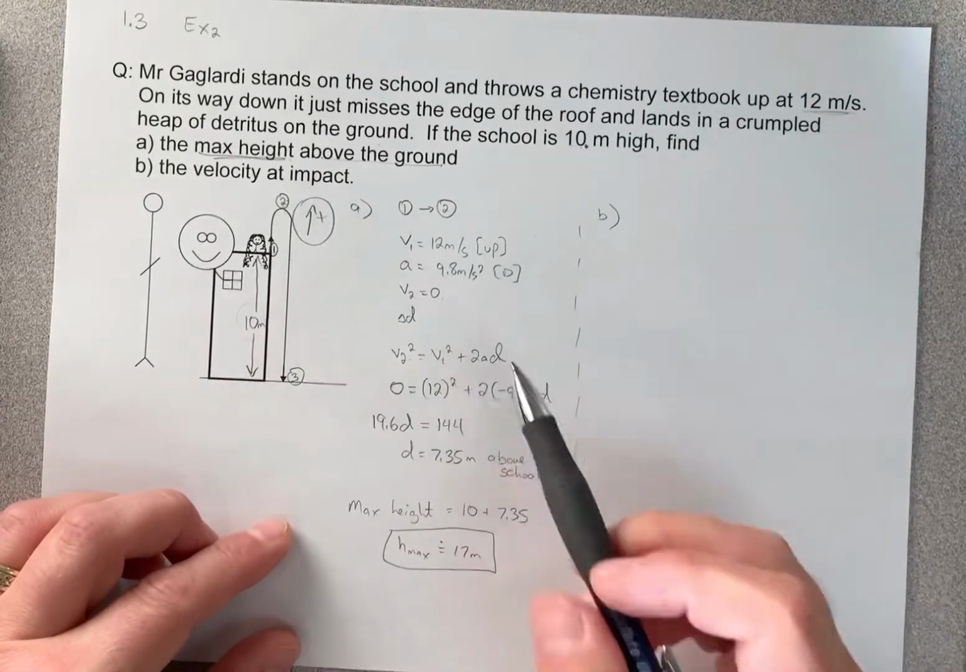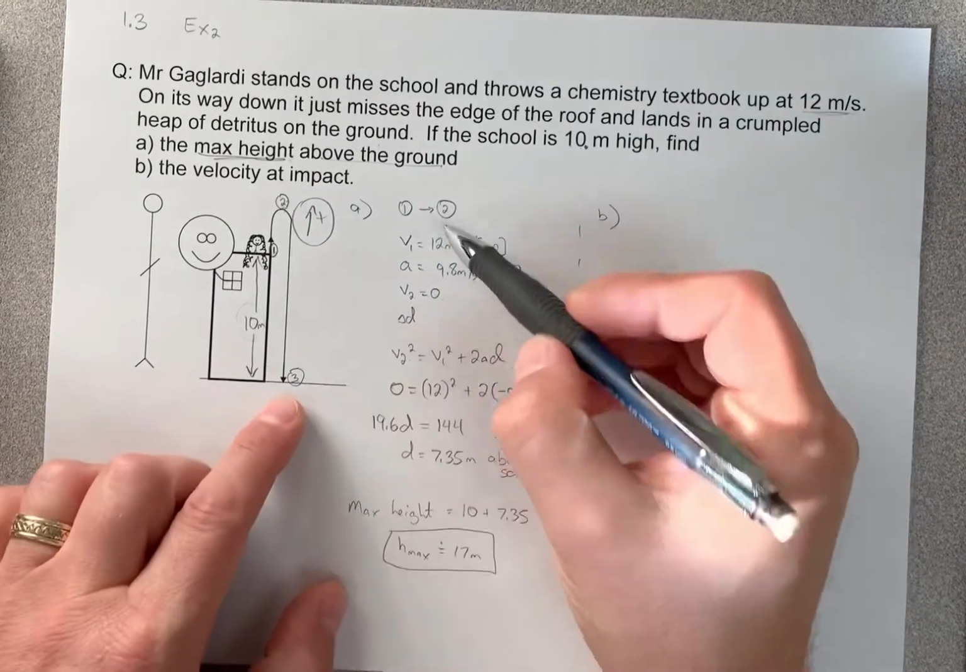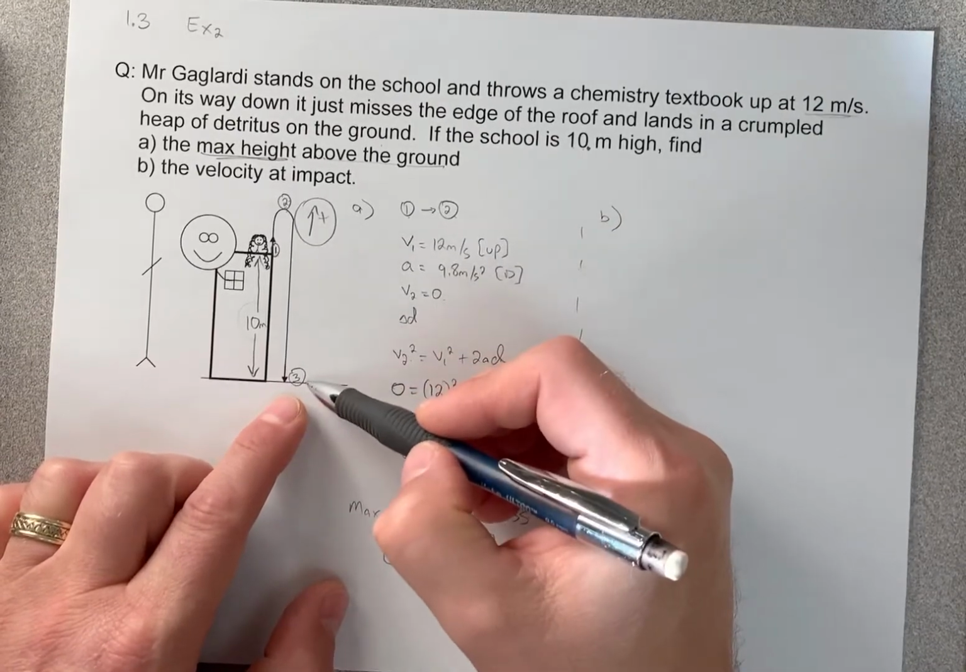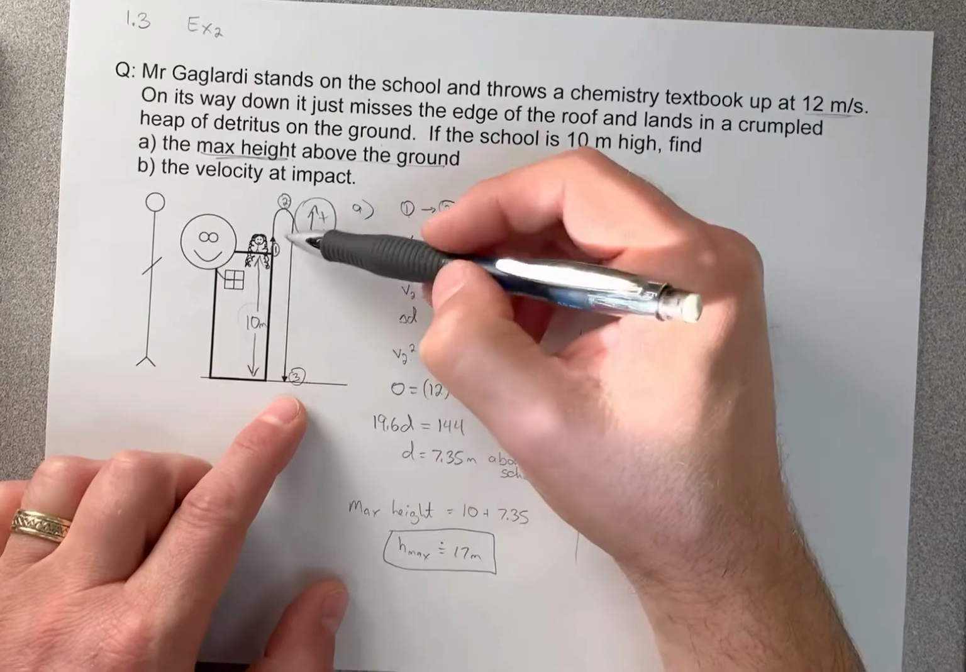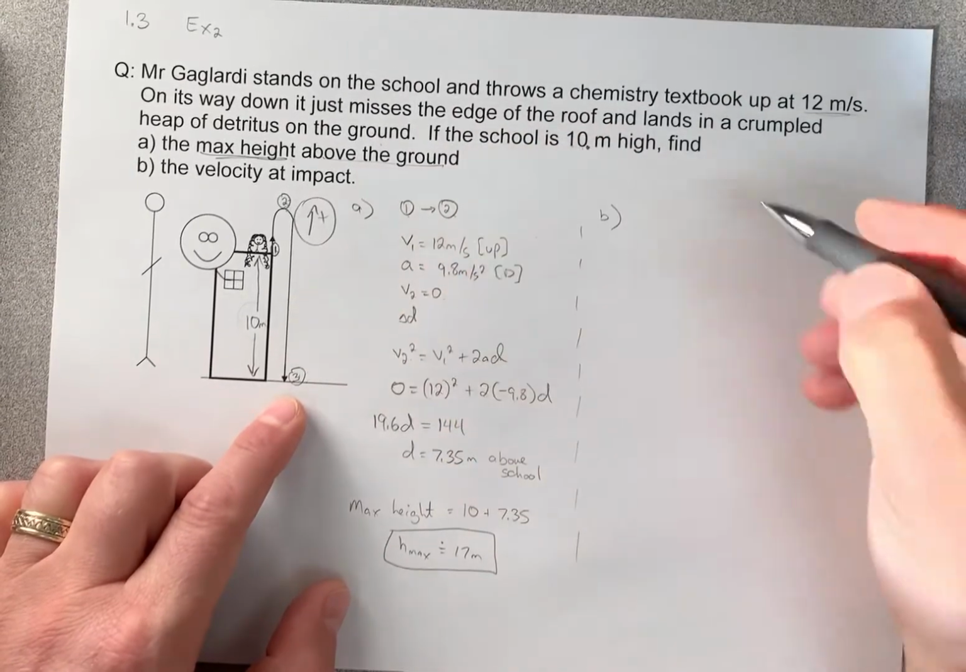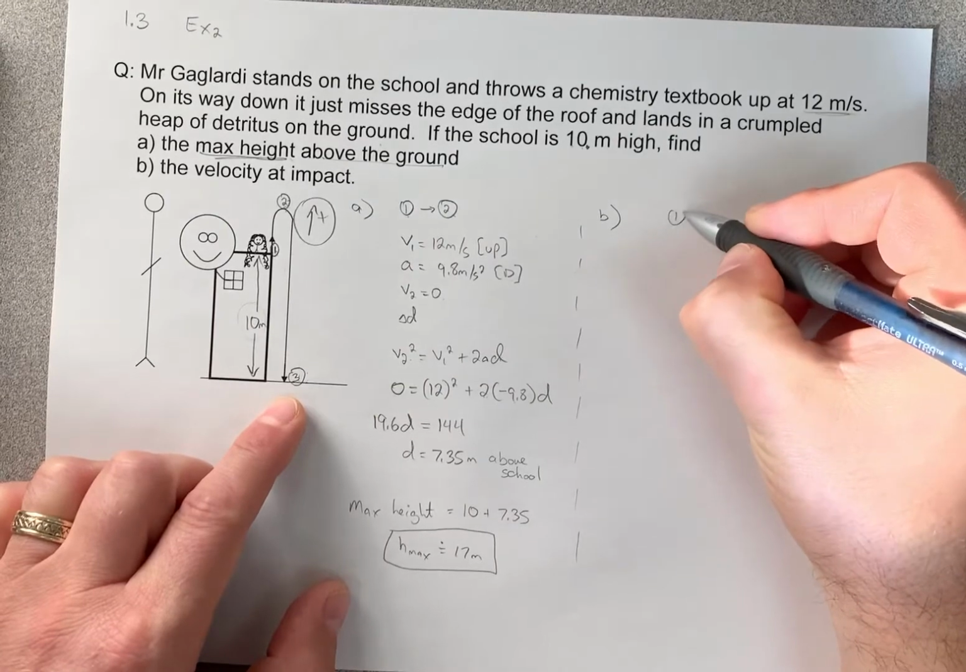For part B, then, we're looking for velocity at impact. So I can't use from 1 to 2 information anymore. I've got to include 3. I do have a choice though. I could either go from 1 to 3 or I could go from 2 to 3. Either one is fine. I'm going to go from 1 to 3.